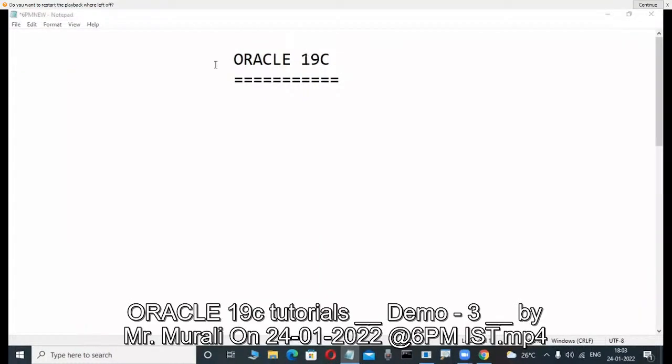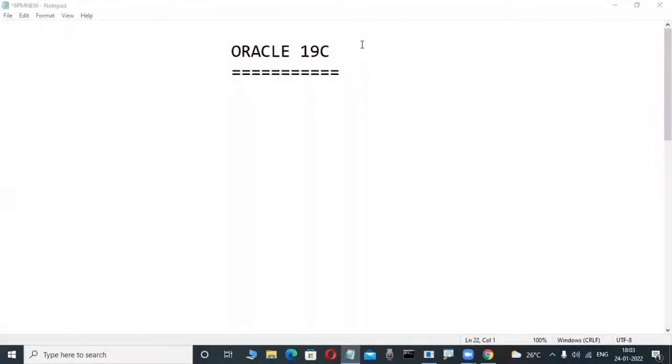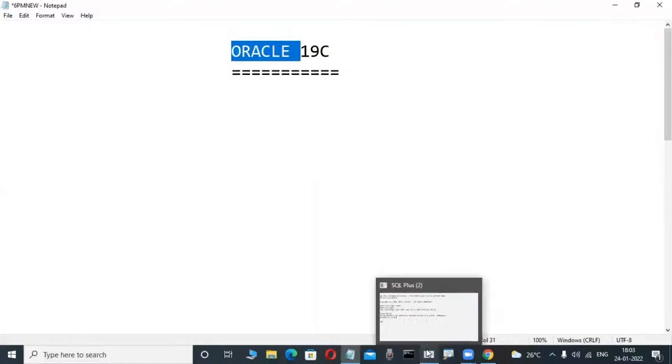These are demo classes. Maybe this is the last demo class. Otherwise, 1 or 2 classes, I'm telling. And actually, newcomers to Oracle, concentrate. Previous class demo classes, small things I'm telling.